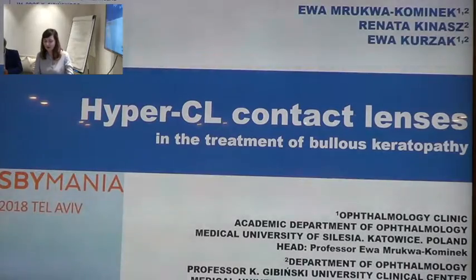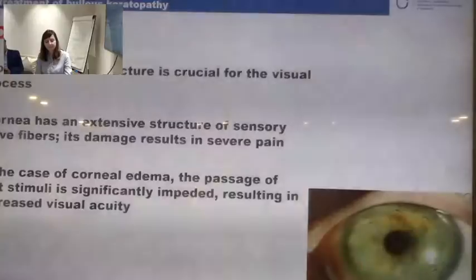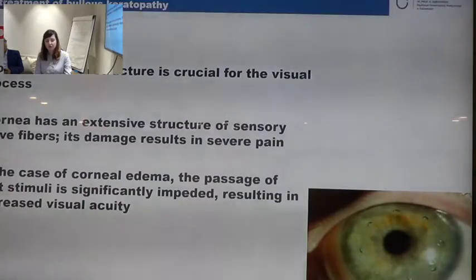Okay, so hello everyone. Today I'd like to share with you our experience regarding the use of hyperCL contact lenses in the treatment of bullous keratopathy. For a short introduction, the cornea is the most anterior transparent part of the eye. Its correct structure is essential for the visual process.